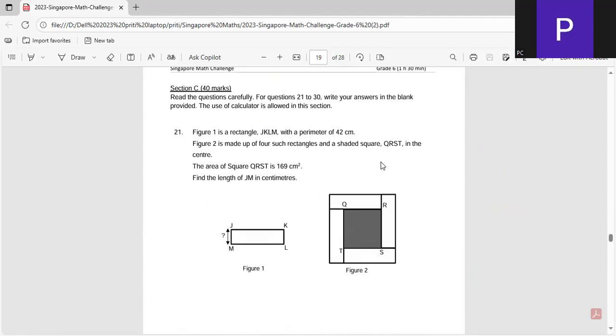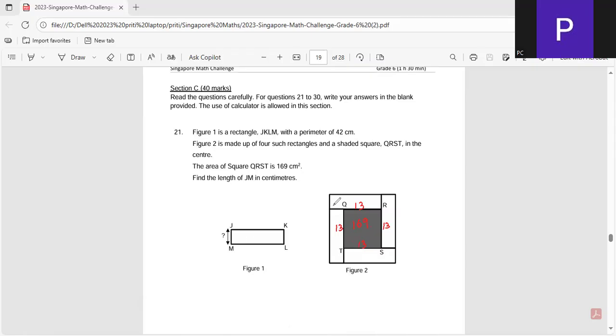Question number 21. Figure 1 is a rectangle JKLM with a perimeter of 42. Figure 2 is made up of 4 rectangles and the shaded square QRST in the center. The area of the square QRST is 169. Find the length of JM in centimeters. So the area here is 169. So area of the square is side into side. So 169 is the square of 13. Right? So all these are 13. Now we need to find the length of JM.